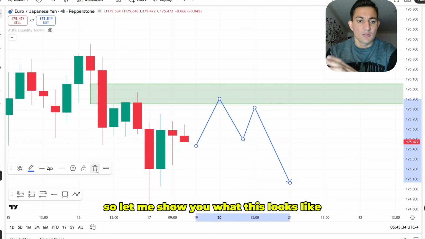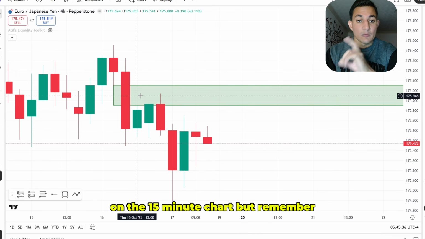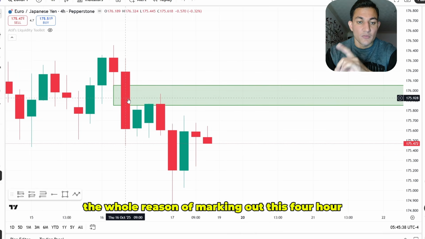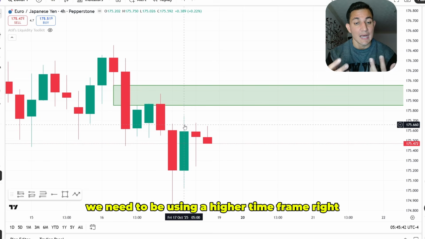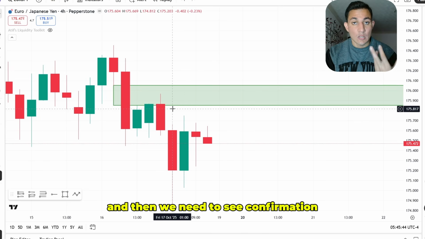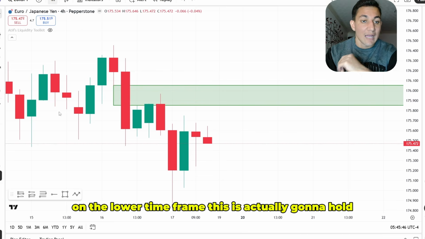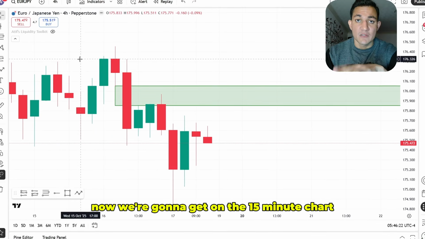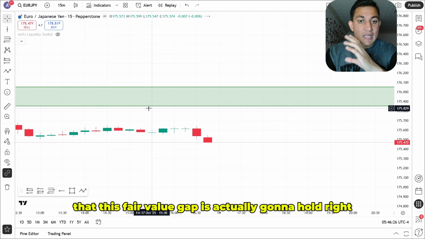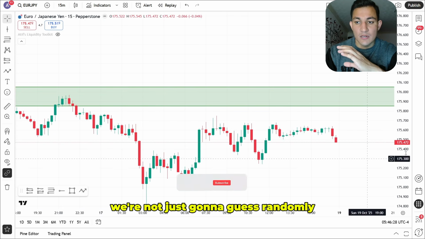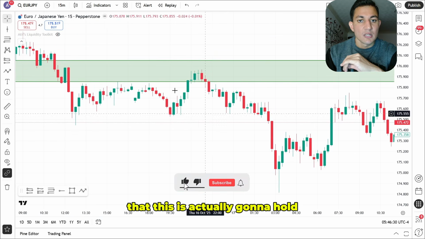So let me show you what this looks like on the 15 minute chart. But remember, the whole reason for marking out this 4 hour fair value gap is that this is our higher time frame, right? We need to be using a higher time frame, and then we need to see confirmation on the lower time frame that this is actually going to hold. So now we're going to get on the 15 minute chart and start looking for our confirmation that this fair value gap is actually going to hold. We're not just going to guess randomly. We want to see confirmation that this is actually going to hold.